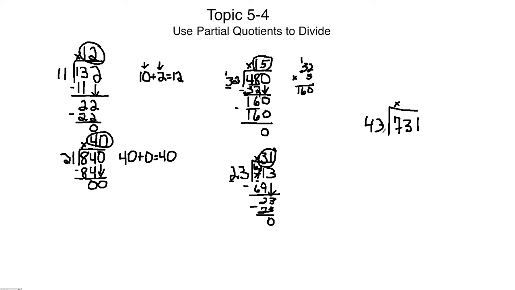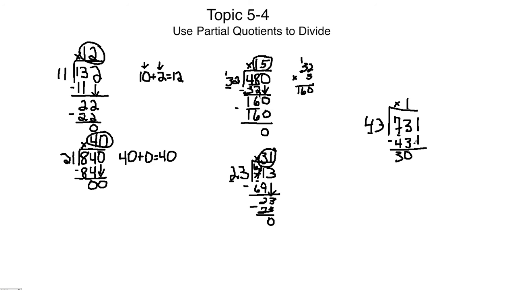How many times can 43 go into 73? Well, not sure. How many times can 4 go into 7? Once. So 1 times 43 is 43. The difference is 30. You know you're good because your difference is less than your divisor. If it's more than your divisor, then you need to put a number higher.